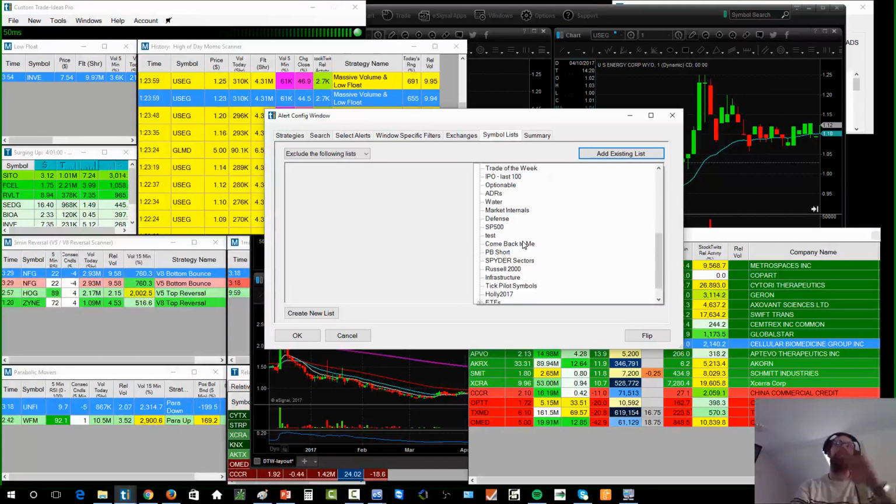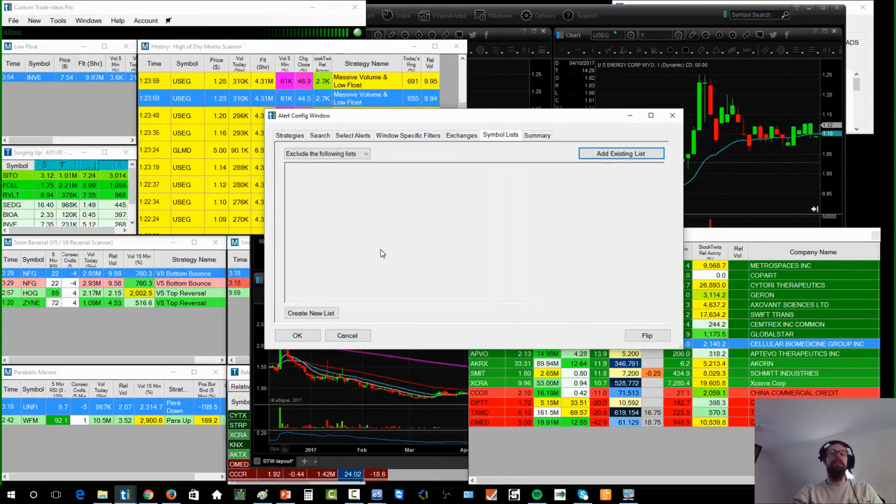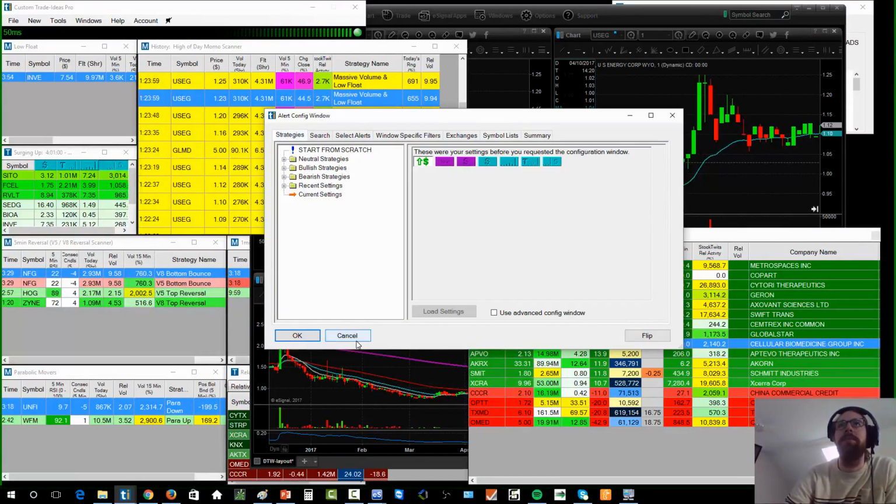You could say exclude these stocks. I don't want to see them on the scanner. You could say exclude energy. You maybe have a no trade list, like 10 stocks that you just don't ever want to see. You can exclude them from the scanning, and that's fine. But I generally don't have a problem with having them on there.